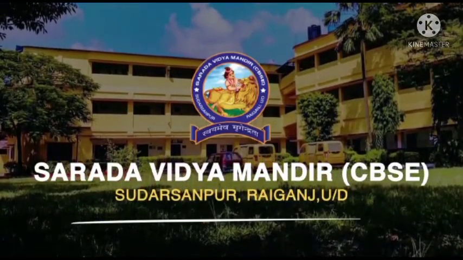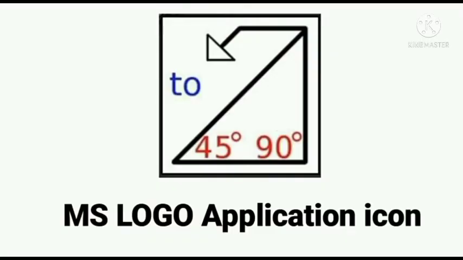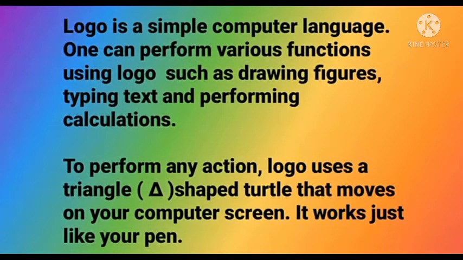Good afternoon, students. Today we are going to start a new chapter, MSW Logo Drawing, Polygons and Circles. So this is the MS Logo application icon. Logo is a simple computer language. One can perform various functions using Logo, such as drawing figures, typing text, and performing calculations. To perform any action, Logo uses a triangle-shaped turtle that moves on your computer screen.